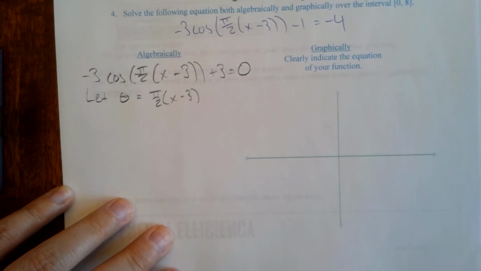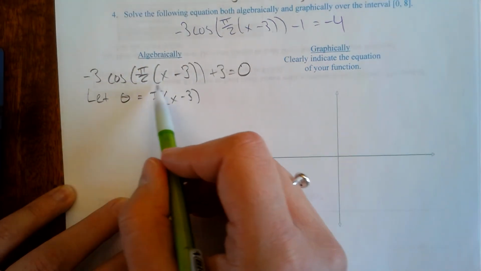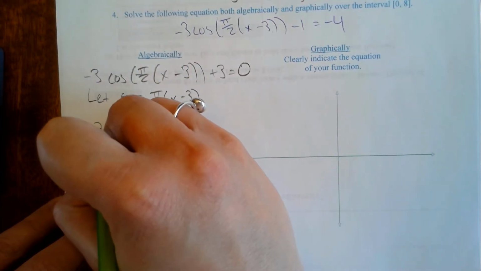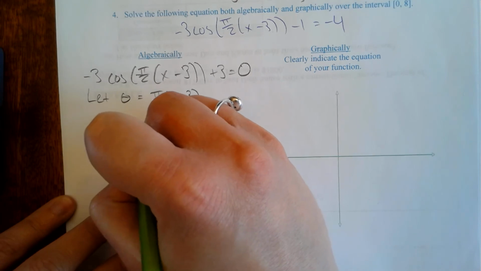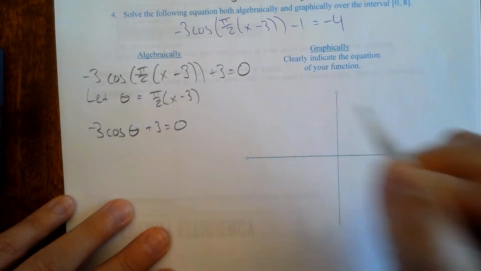And you can use anything. You can use k or a or whatever you want. I use theta typically. Don't know why. But I'm going to substitute theta for this whole business in here to make this a way easier question. Negative 3 cos theta plus 3 equals 0.